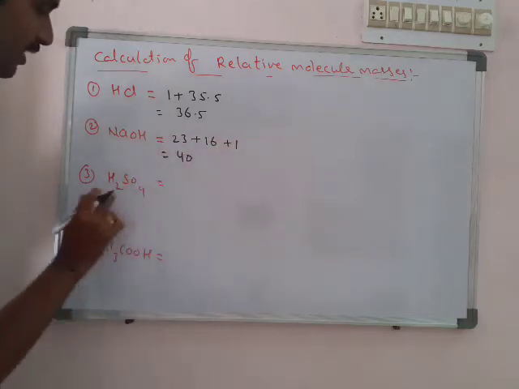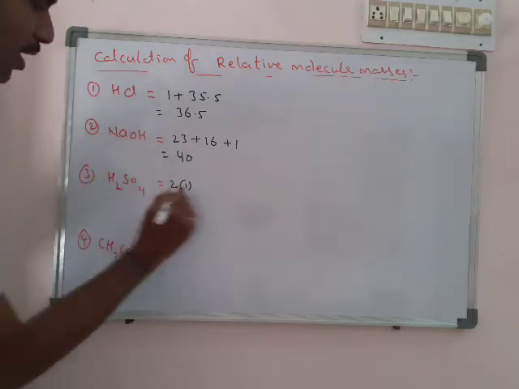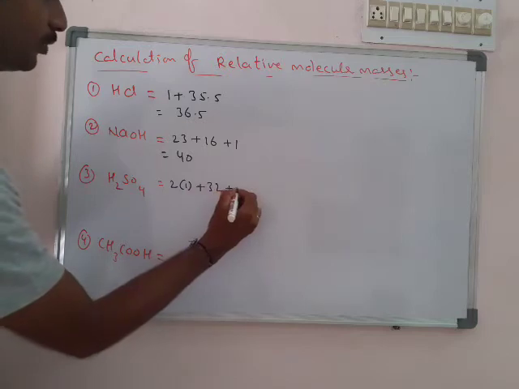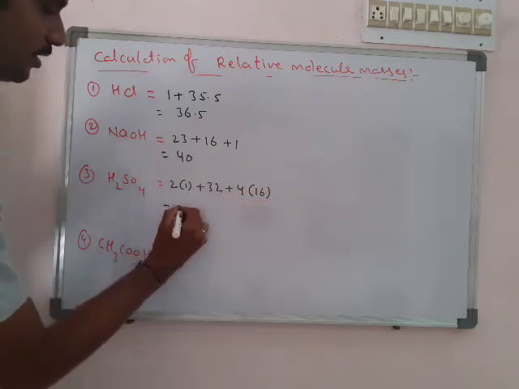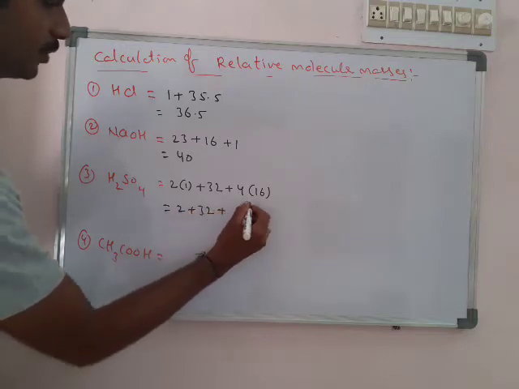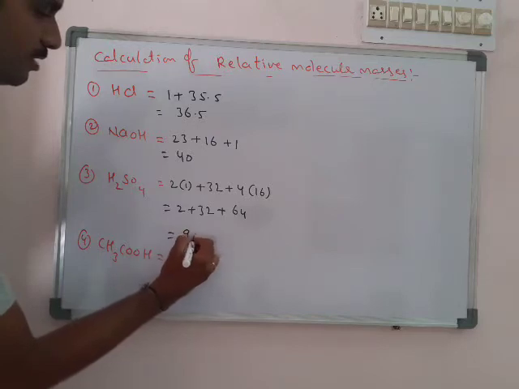So for H2SO4, here there are 2 hydrogens. One hydrogen carries 1 only. So 2 hydrogens. Sulfur 32, 4 oxygens. Each oxygen carries how much? 16. Okay, that is 2 plus 32, 16 times 4 is how much? 64. That is equal to 98.